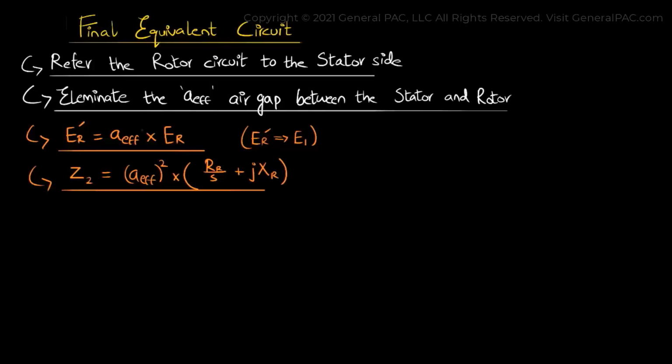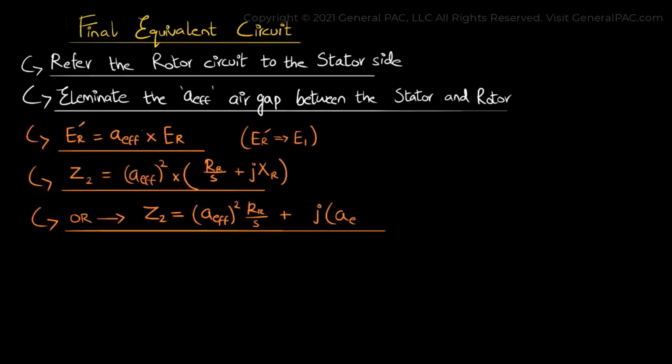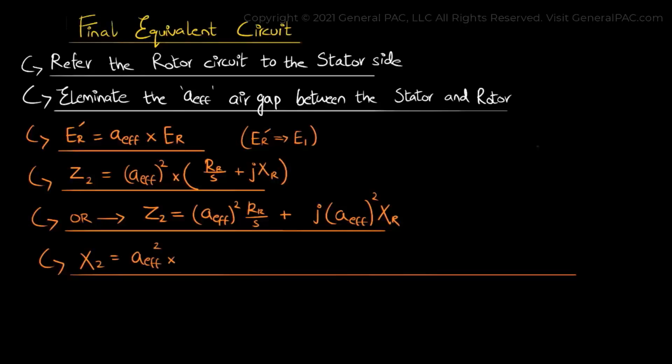So Z2 is equal to AEFF squared times (RR divided by S plus jXR0), or Z2 is equal to AEFF squared times RR divided by S plus j AEFF squared times XR0. Now, I know this can be a little bit confusing, but we're getting to the very end of the equivalent circuit, so hang in there for me.